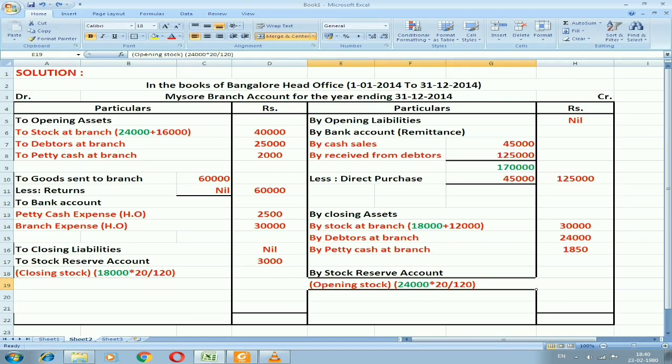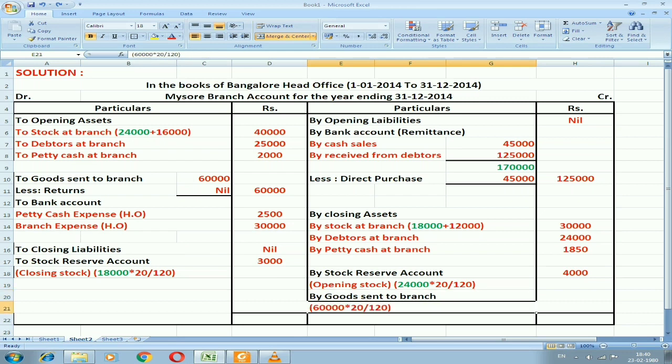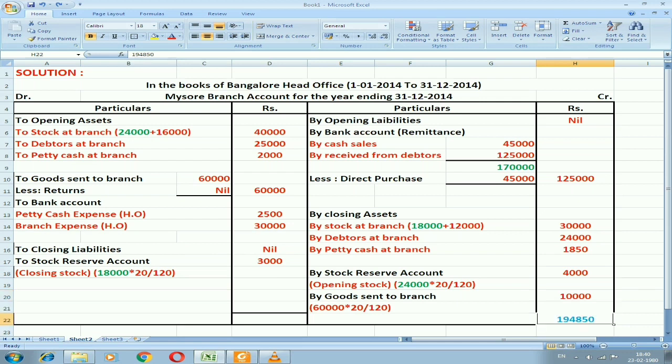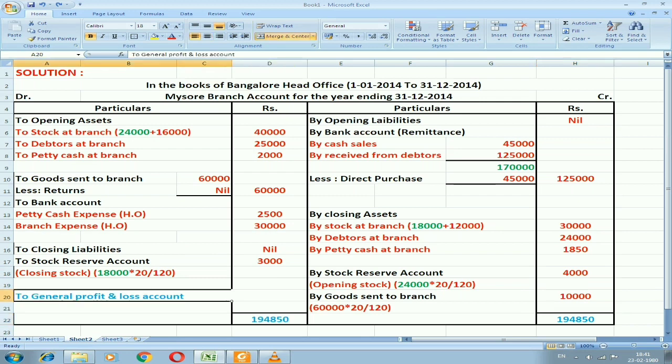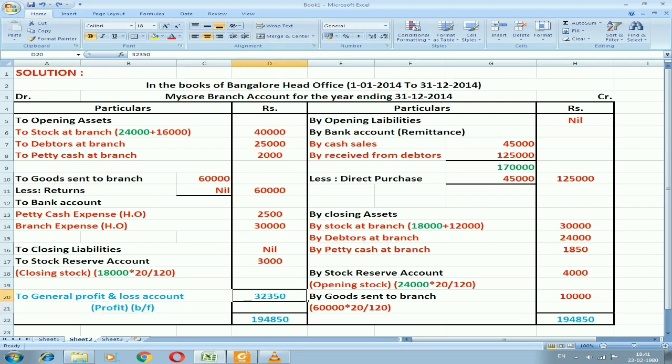Then we have goods sent to branch. On that also we are supposed to take the profit margin, goods sent to branch, which is 60,000 into 20 divided by 120. After getting that amount, we need to do the total. The total will be more on the credit side, with an amount of 1,94,850. The same amount will be recorded on the debit side, and the balancing figure will be considered as general profit and loss account, with a profit amount of rupees 32,350.